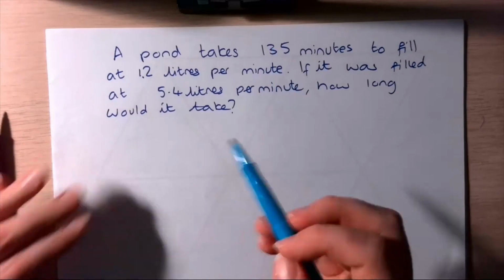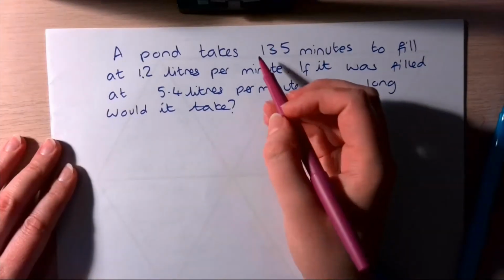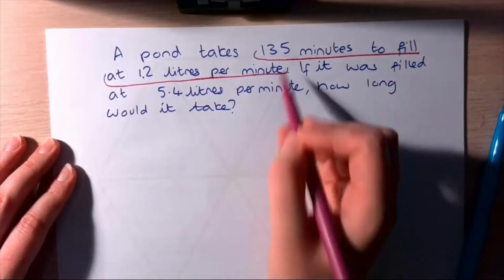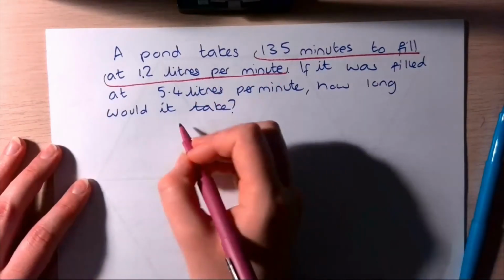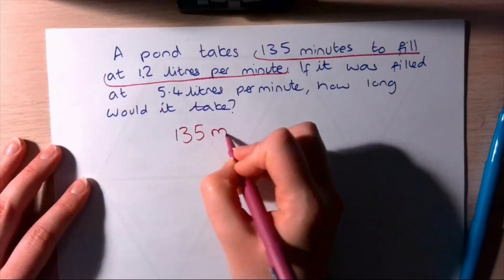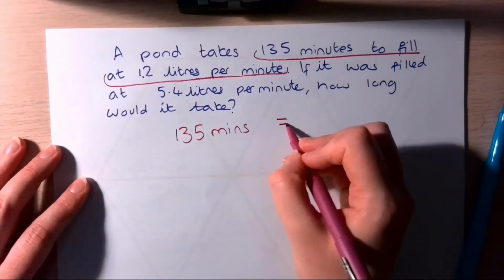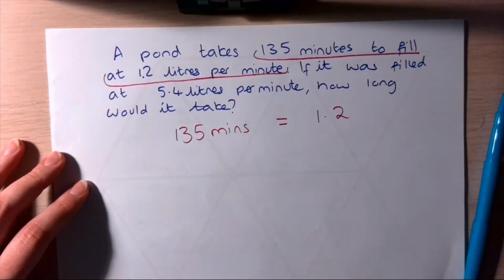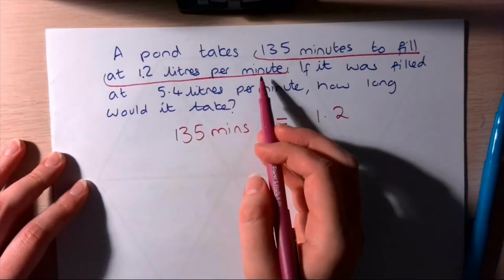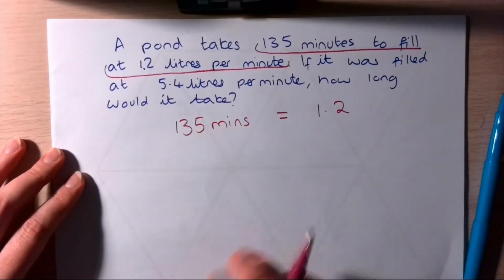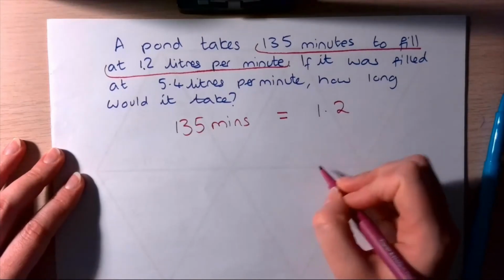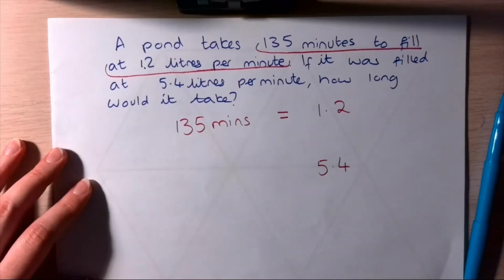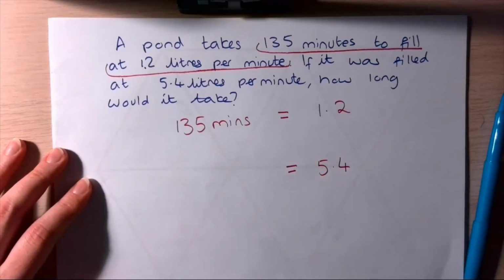So we're going to find our key information that we've been given. That's 135 minutes at 1.2 litres a minute. That's our starting information. 135 minutes is at 1.2 litres per minute. I'm not going to write all that because we can see that's what it is. But actually we want 5.4 litres a minute. That's what we want to know, and then we can calculate on this side.